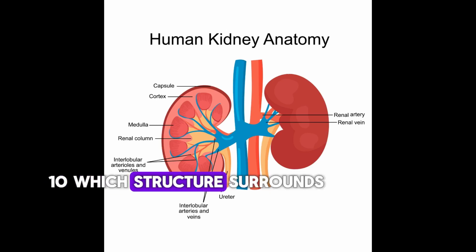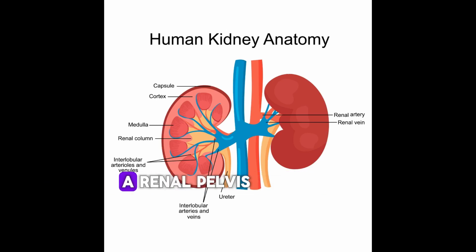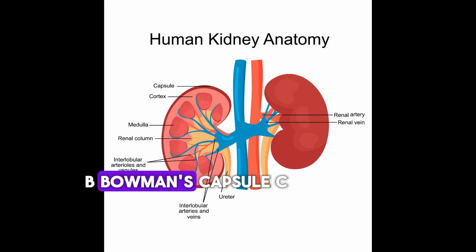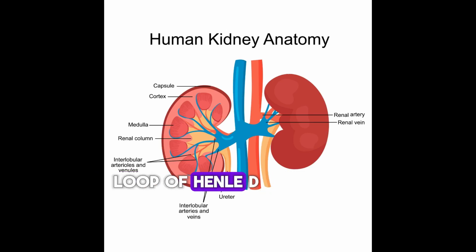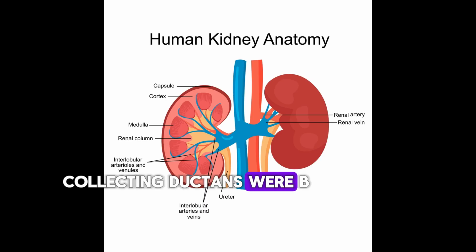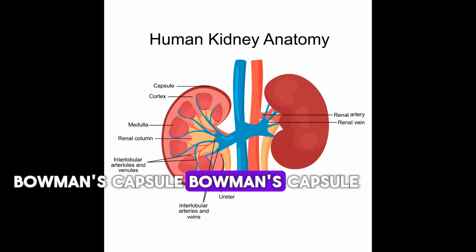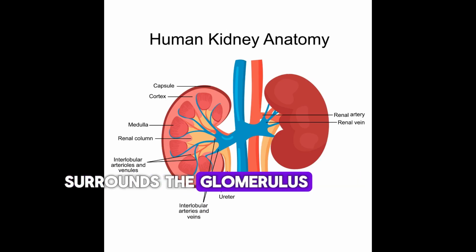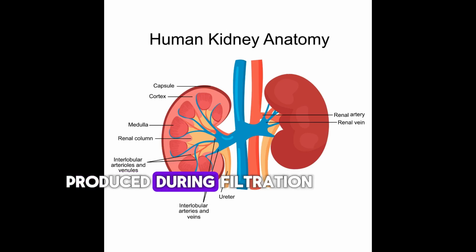10. Which structure surrounds the glomerulus? A. Renal pelvis. B. Bowman's capsule. C. Loop of Henle. D. Collecting ducts. Answer B. Bowman's capsule. Bowman's capsule surrounds the glomerulus and collects the filtrate produced during filtration.